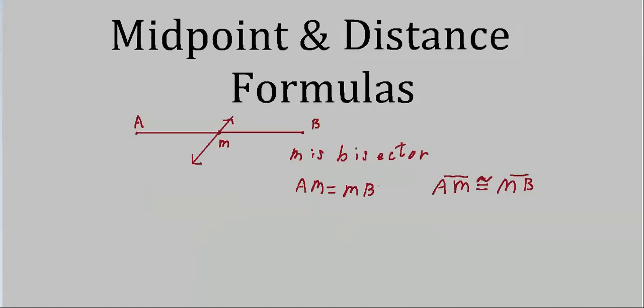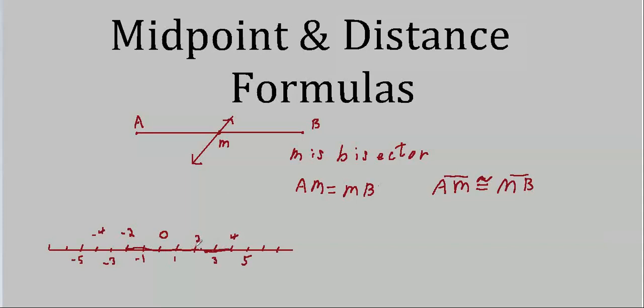Now that we know what a midpoint, M, and a bisector is, how do we find, let's say, the length of AM, or exactly what this point would be? For instance, suppose we had a number line. Let's start with a number line. Now suppose we have a line that goes from -2 to +4.